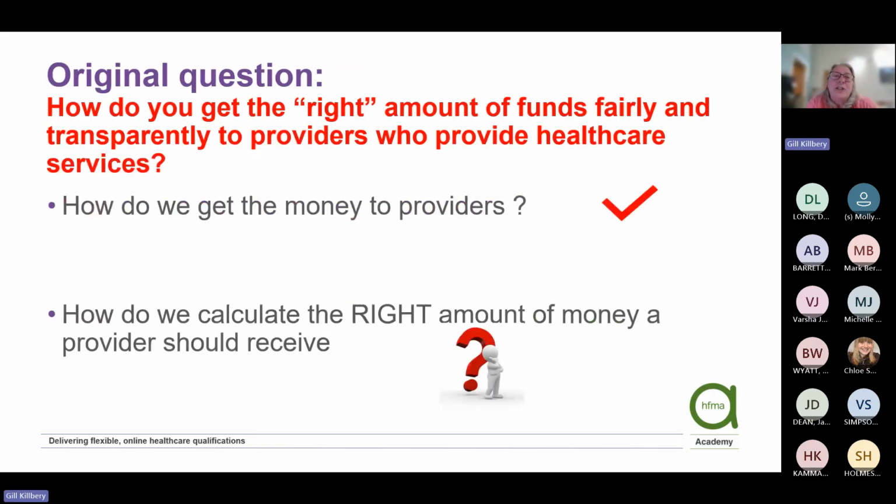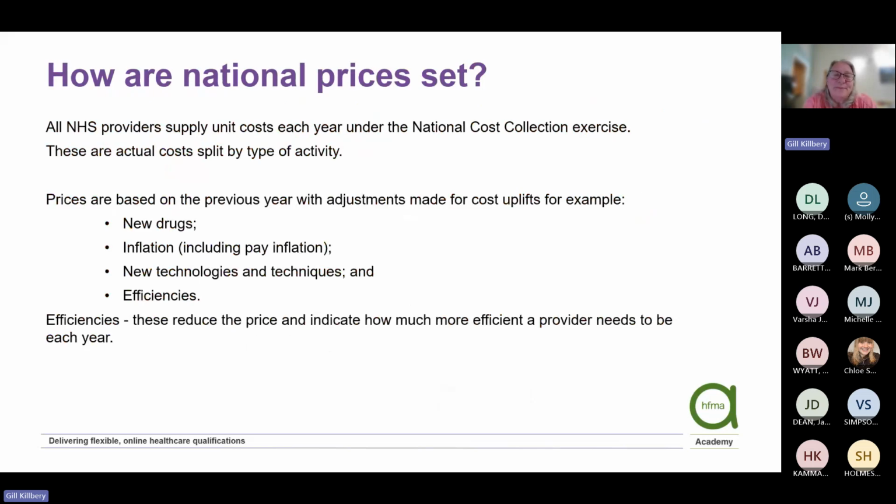So our original question was, how do we get the right amount of funds fairly and transparently to providers who provide healthcare services? So we've looked at how we get the money to providers. Basically, you've got the two contracts. But how do we calculate the right amount of money a provider should receive? We're going to have a look at that next. So, how the national price is set.